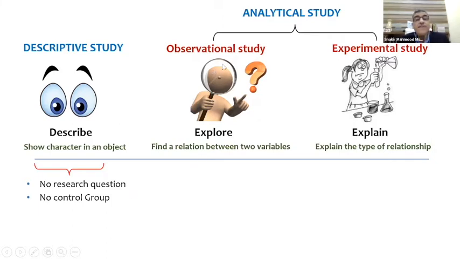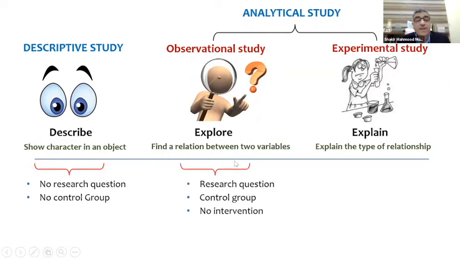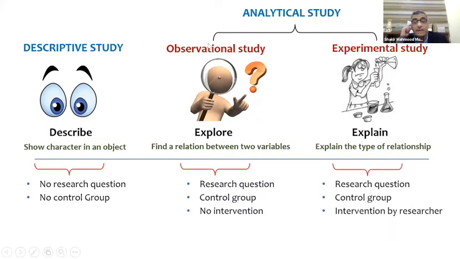For observational study, of course, we need to have a research question, hypothesis, and a control group to compare data to it, but there is no intervention imposed by the researcher. While in experimental, yes, we have to have a control group and to have a research question and hypothesis, but the intervention is imposed by a researcher, and this might distinguish experimental from observational study.